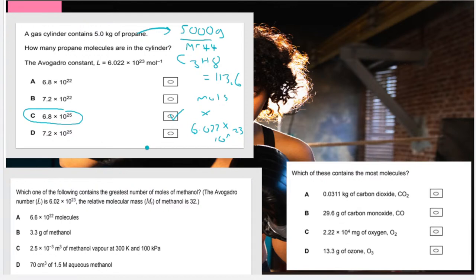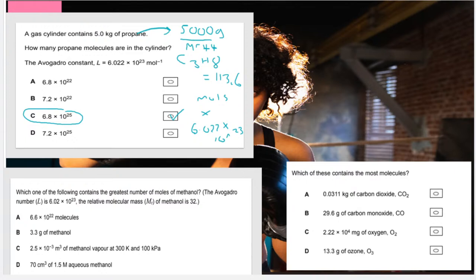Cool. Let's look at the next one. Which one of the following contains the greatest number of moles of methanol? Oh, this one is long. What you should see from this is that the multiple choice questions can be really, really tough. Let me put my face back up on the camera here.